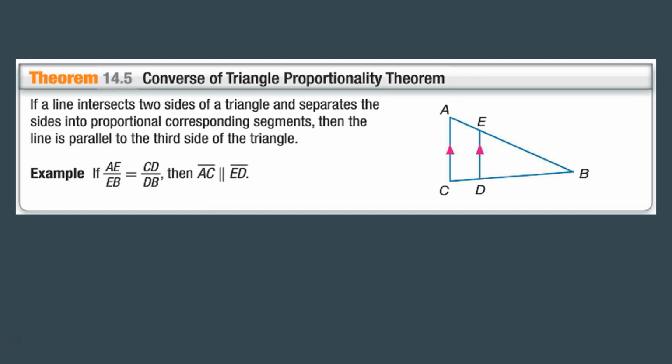Alright, so notice here, it is called the converse of the triangle proportionality theorem, which means it's a flip version of what we just learned. So let's go straight to our example. If AE is proportional to EB and CD is proportional to BD, then we know that side AC is parallel to side ED. So remember, it's just a flip version. It's just the reverse of the one we just talked about.